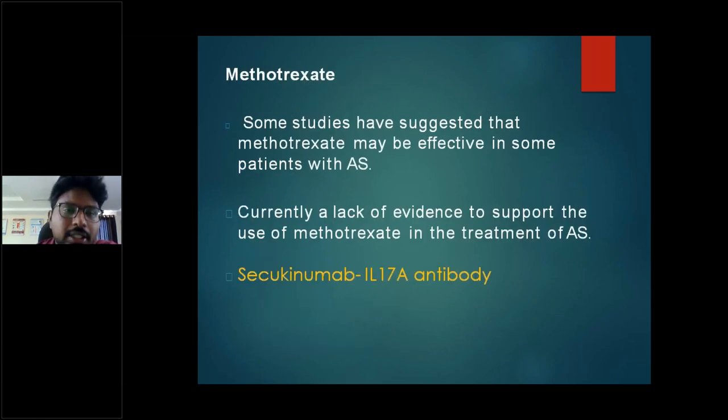The other drugs which can be used, this is the new drug, secukinumab. This is an interleukin 17 antibody. Along with TNF, interleukin 17 and 23 are also involved in the pathogenesis of ankylosing spondylitis. So the antibody against interleukin 17, which is secukinumab, was recently tried and it is shown to have benefits as with TNF-alpha. And methotrexate. Some studies have suggested that methotrexate may be effective in some patients, but it is not being used now.